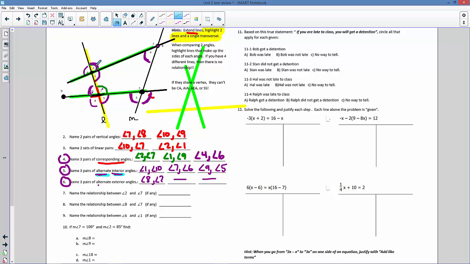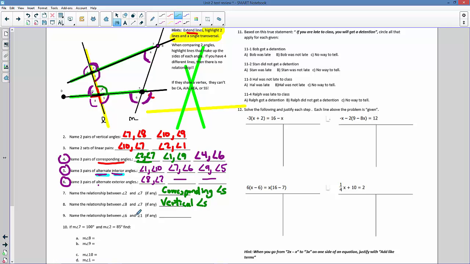Okay, name the relationship between 2 and 7. So 2 and 7 are corresponding, right? I think we already listed them up here, so that's easy. So they are corresponding angles. Okay, name the relationship between 8 and 7. 8 and 7 are vertical angles. They're across from each other. Remember, vertical angles and linear pairs are all hovering around the same vertex. They're all in this group together.